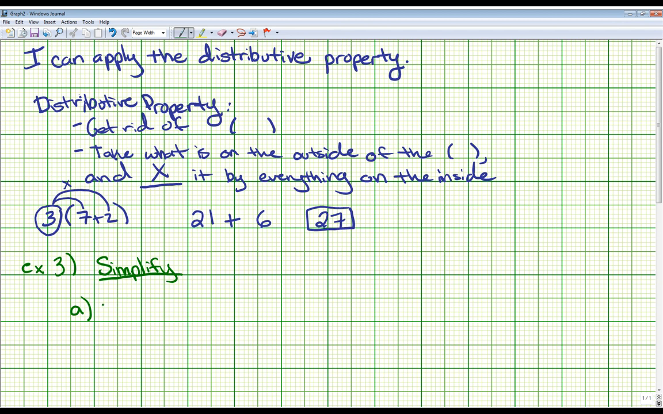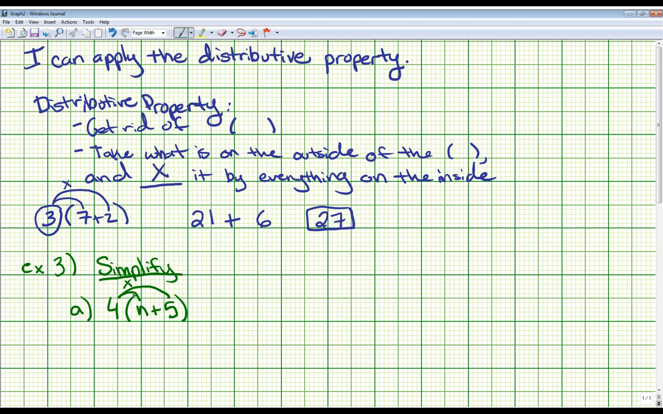So here's example 3A. They ask us to use the distributive property to simplify 4 on the outside, and then parentheses, n plus 5 on the inside. So what we're going to do is the same thing we did here. Even though there's a variable inside, we're going to solve this the same way. We're going to use our multiplication rainbows: 4 distributed to the n and 4 distributed to the 5. So these are going to be multiplication rainbows, 4 times n and 4 times 5.